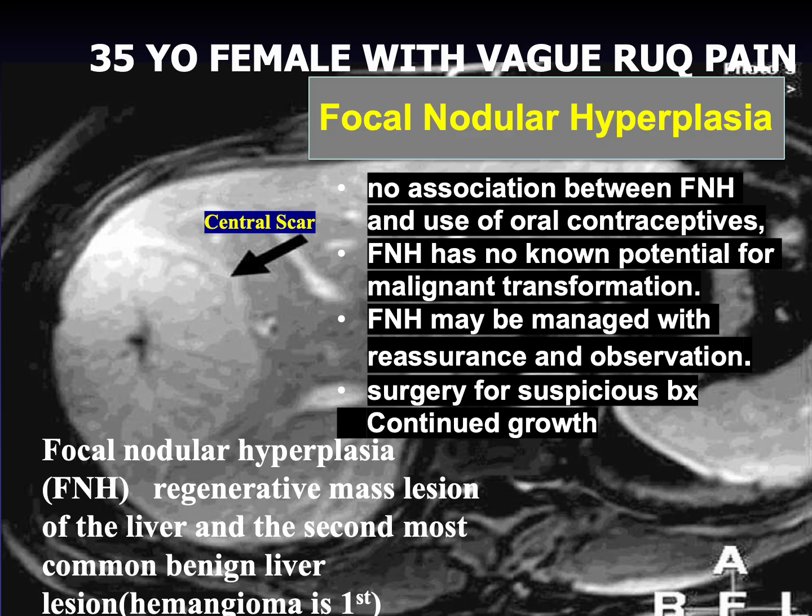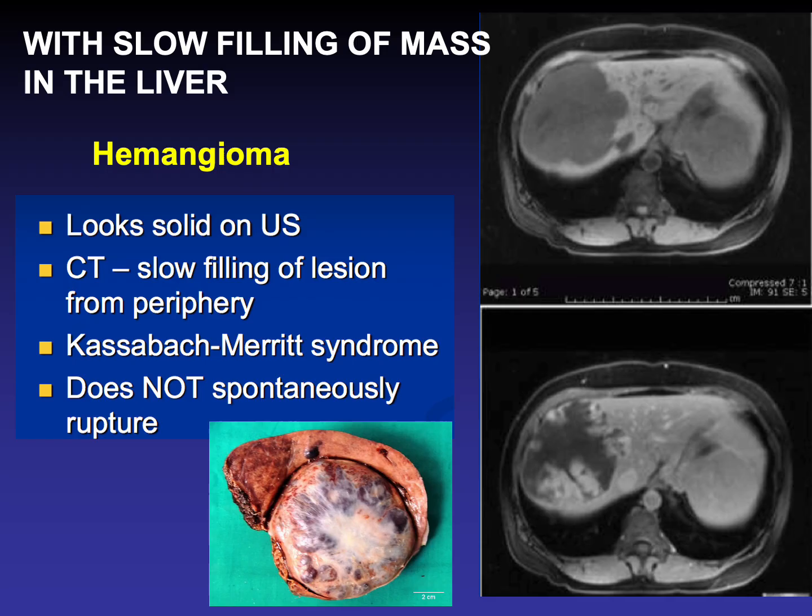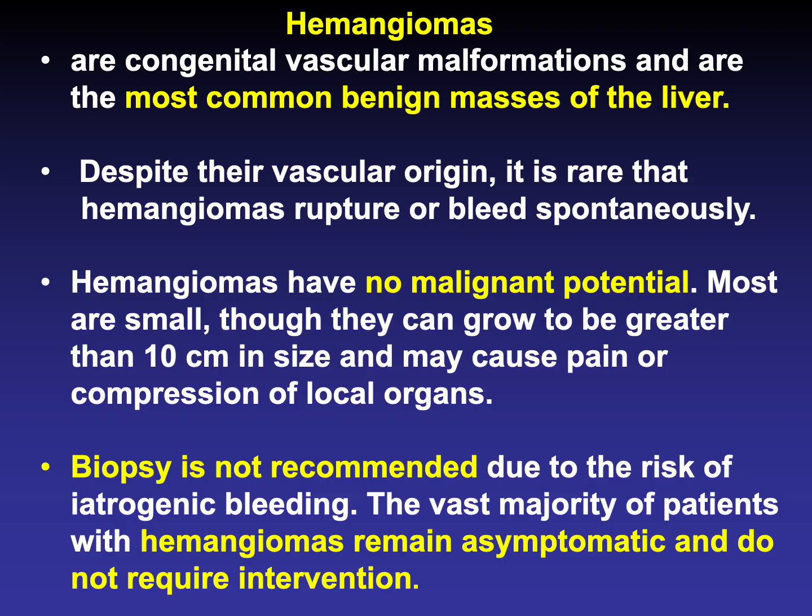Angiomas of the liver look solid on ultrasound, but with contrast injection, there's a slow filling of the lesion from the periphery. These are congenital vascular malformations and are the most common benign masses of the liver. They rarely rupture or spontaneously bleed, and they have no malignant potential. Biopsy should be avoided because of the risk of iatrogenic bleeding. Most patients with hemangiomas remain asymptomatic and require no intervention.